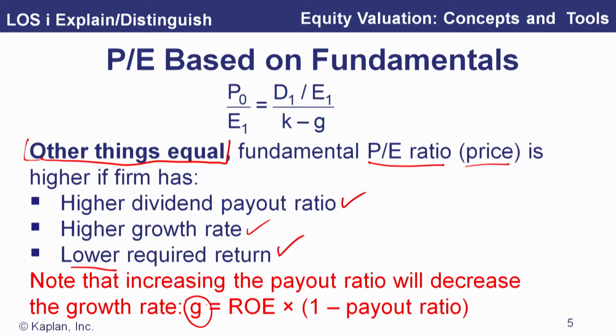Well, that just can't be the case, because in that case, all firms would have a 100% payout ratio to maximize their stock price. But the reality of it is our growth rate is going to go down if our payout ratio goes up. So if it doesn't say other things equal, we can't really say increase the payout ratio, that'll increase your PE. Other things equal, that's true. But when we look at the interaction between our variables here, it may be true, it may not be true.